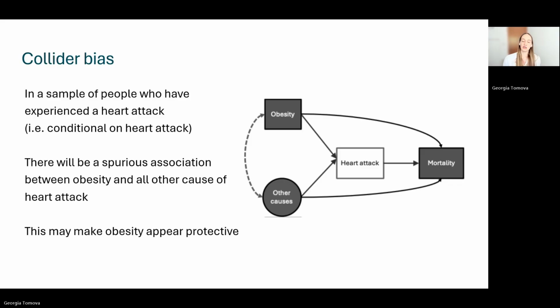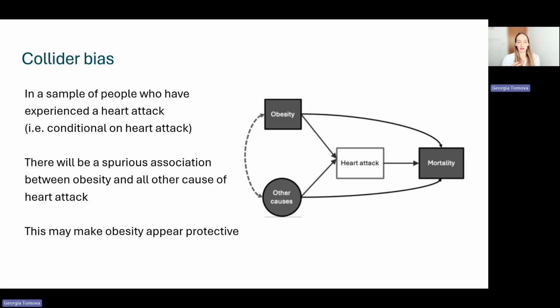So what we might not realize is that there will exist many other causes of having a heart attack. Now, many of these we might know, but many of them we might not have measured, and also many of them we might not even know about. So once we look within this restricted sample that is conditional on having a heart attack, we introduce a spurious association, or a conditional dependency, between the different causes of having a heart attack. For example, in this case, obesity and all the other causes.